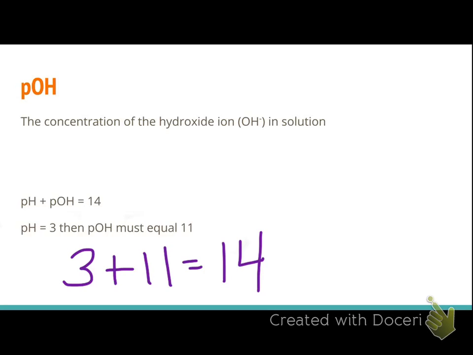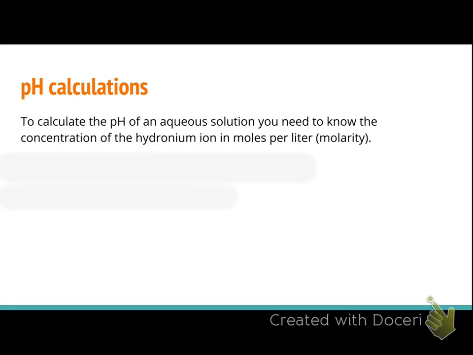Now you want to make sure you have your calculator. We're going to do some calculations here. To calculate the pH of an aqueous solution, you need to know the concentration of the hydronium ion in moles per liter. So you want to know the molarity. If I give you the liters and I give you the moles, you're going to solve for the molarity. If I give you the grams and I give you the liters, you're going to have to convert those grams into moles and then solve for the molarity. But make sure that you are always getting to this point of having the molarity. Once you have the molarity, it's just a simple input in your calculator.